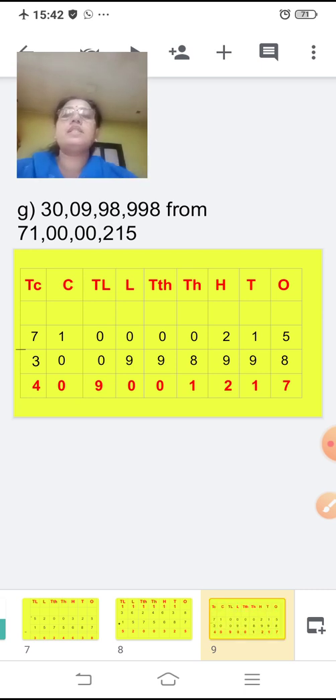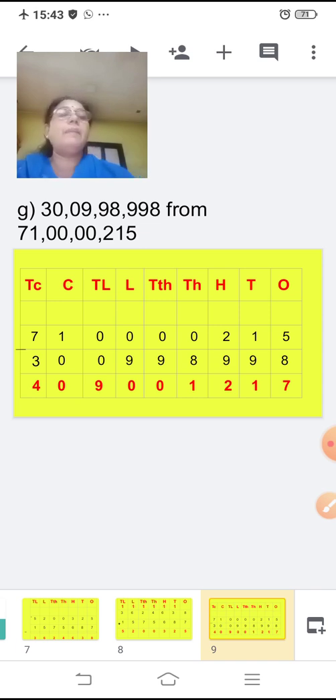Now here it is 30 crore 9 lakh 98,998 to be subtracted from 71 crore 215. Now in the first place you will write your minuend, that is the number written after 'from', that is 71 crore 215. The second number, the subtrahend, will be 30 crore 9 lakh 98,998.